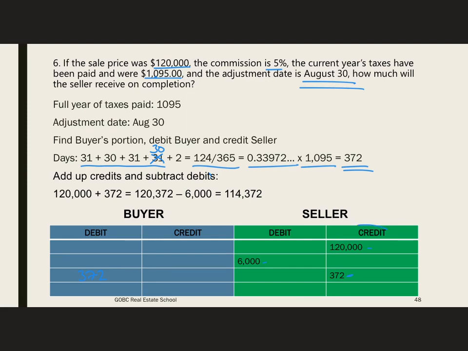So then it says how much will the seller receive on completion. So you add up the credits. So $120,000 plus $372 is $120,372 minus the debit of $6,000, and the answer is $114,372.